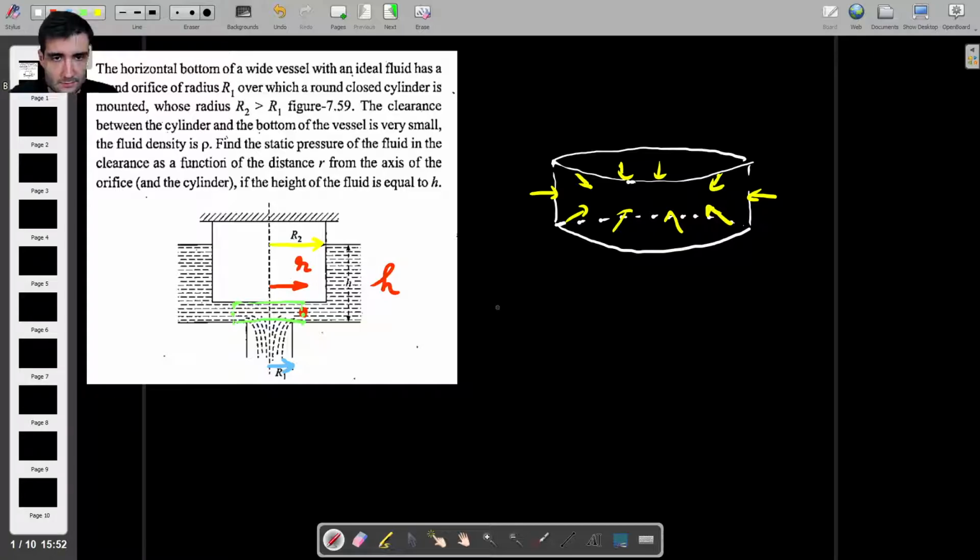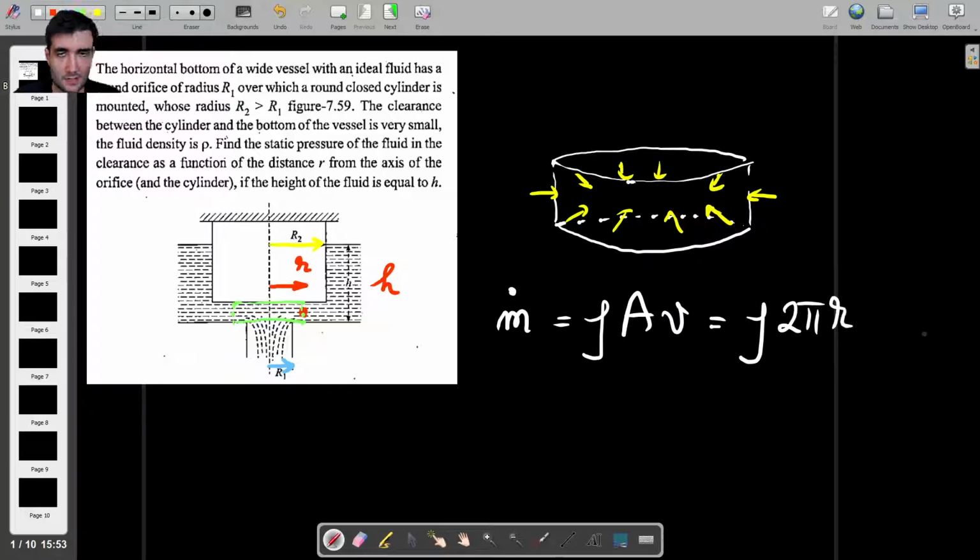The mass flow rate, m dot, is given by our usual formula, rho A V. Here rho is the water density. The A is the lateral area of the cylinder, which is given by 2 pi times r times d, where d is the height of the clearance. If I draw this on my diagram, that's the distance d.